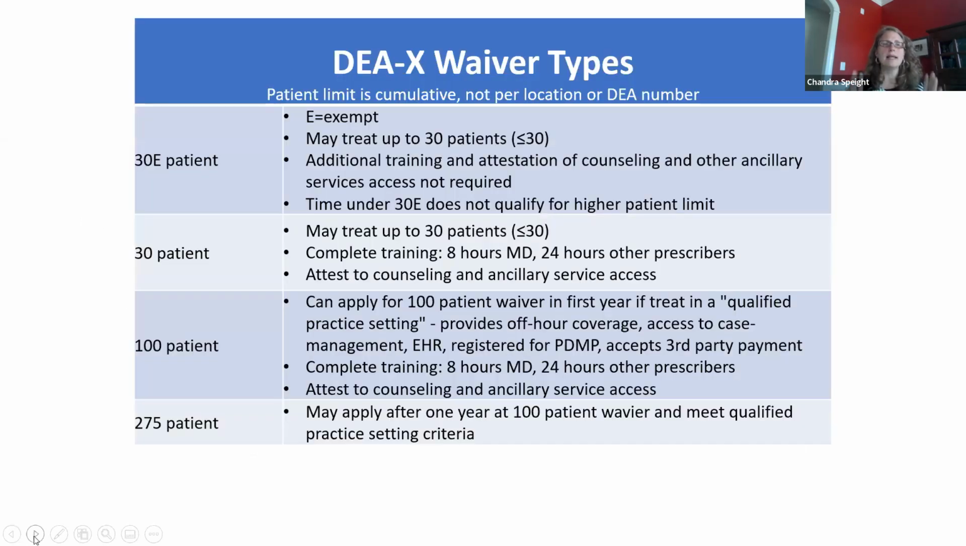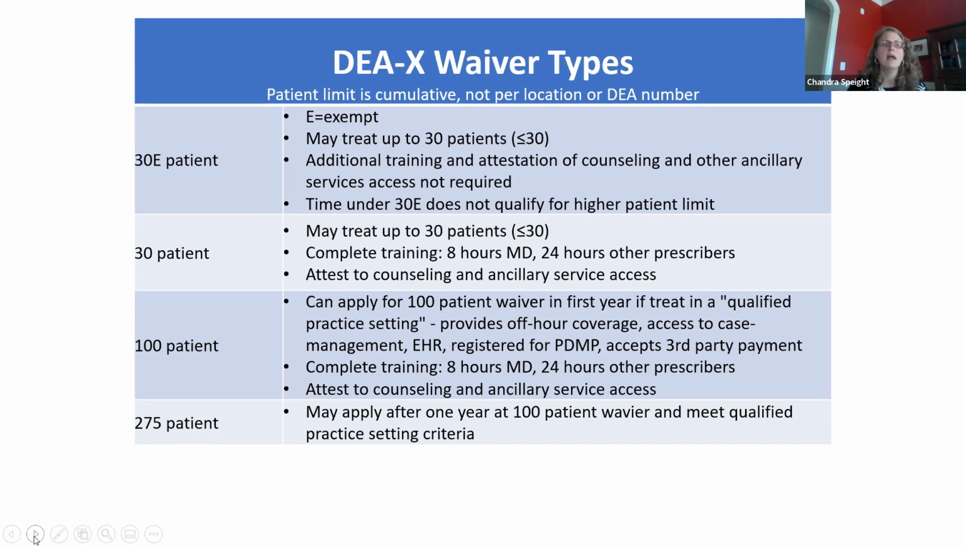So this is a chart I made to help folks understand the different waiver types. There are 4 different waiver types. First is the 30E, which is the one that I just talked about. It's the exempt one. You don't have to complete the training. You can only treat up to 30 patients. Now, there was some confusion earlier when the rules were changed and people thought, oh, I can treat 30 patients without a DEA-X. No, you still have to apply for a DEA-X. You just don't have to do the training and you don't have to attest that you have access to counseling and other ancillary services. Again, the DEA was doing research on this. There was an escalating opioid crisis, especially with the pandemic. They saw this as 2 barriers that they could move.